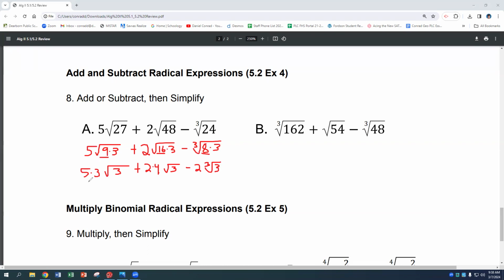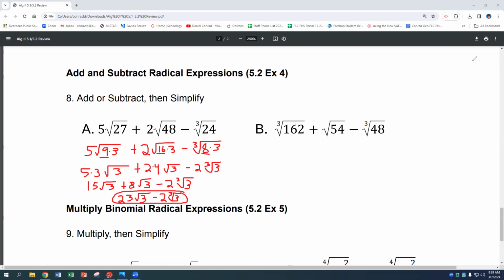So I'm going to have, let's see here, 15 square root of 3 plus 8 square root of 3 minus 2 cubed root of 3. Okay, so I can combine these two together because they're both square root of 3s. So that's going to become 23 square root of 3. But I cannot combine it with this one because this one's not a square root, it's a cubed root. So it's going to stay minus 2 cubed root of 3. And that's my final simplified answer.